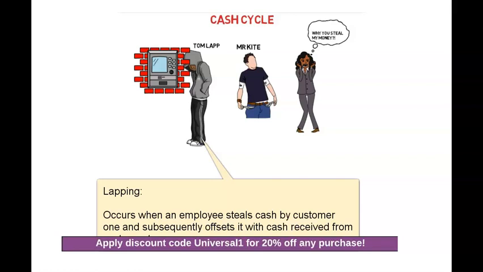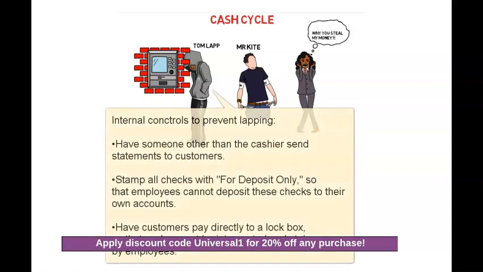So what are we looking for a company to have strong systems of internal controls set in place for something like lapping? Well, they can have someone other than the cashier send statements to the customer. So generally, customers are going to know what it is that they paid to that company, so they should be able to detect any sort of unusual payments that are going to be made from their account. Stamps can also be put on all the checks. You could say something like for deposit only, right? So this means that the employee can't deposit the checks in their own accounts.